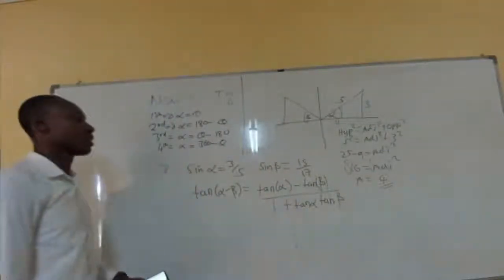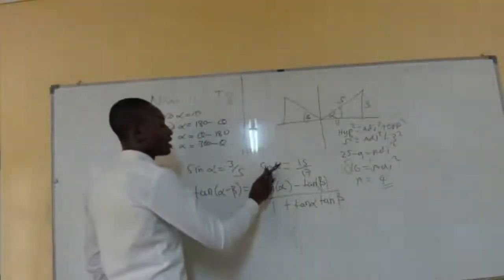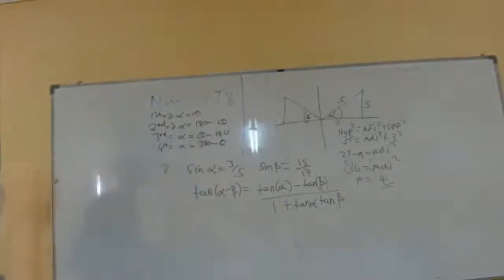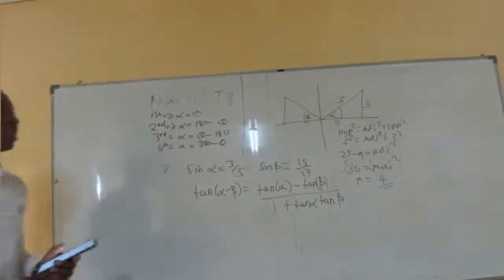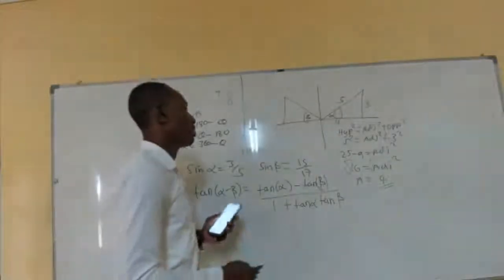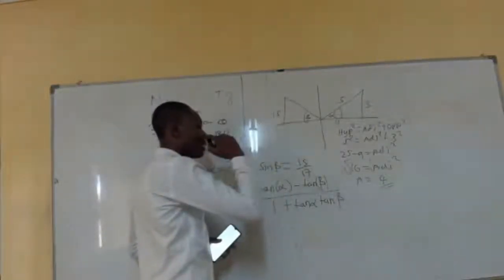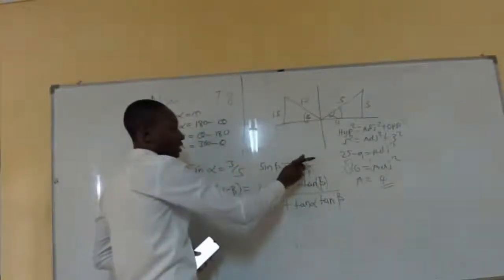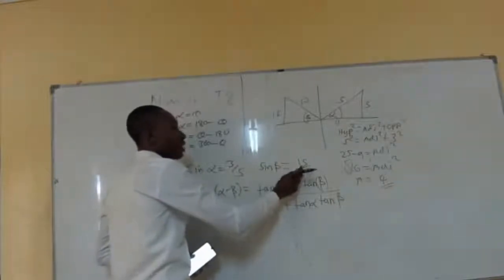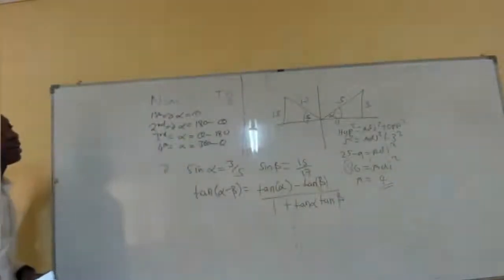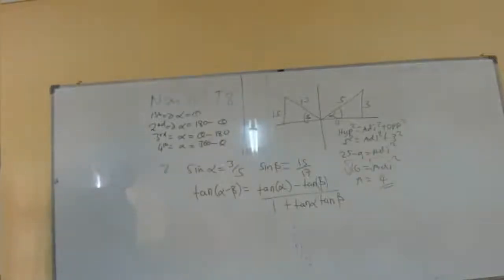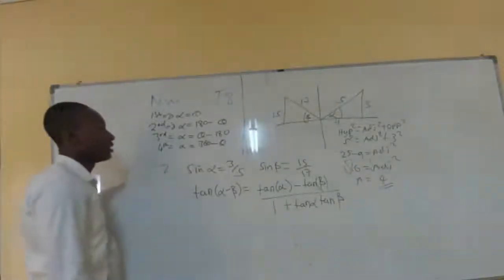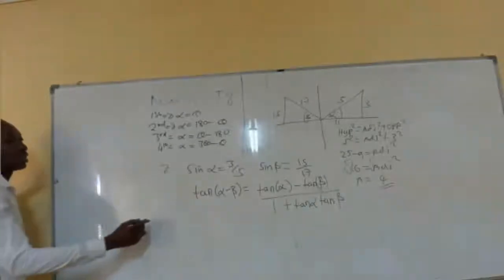What of the second quadrant? In the second quadrant, we've been told that sine beta is 15 over 17. Looking at 15 over 17, it is opposite over hypotenuse, so the opposite is 15 and the hypotenuse is 17. We are still looking for the adjacent side.